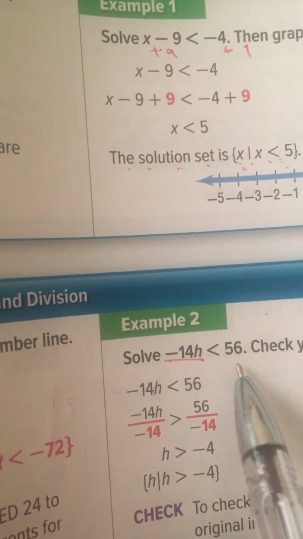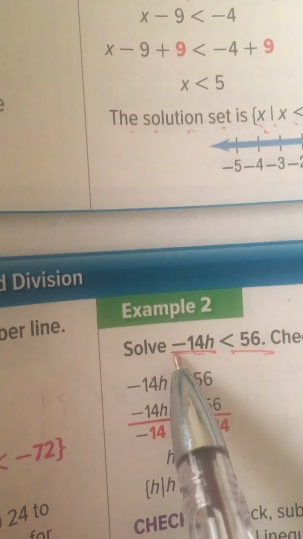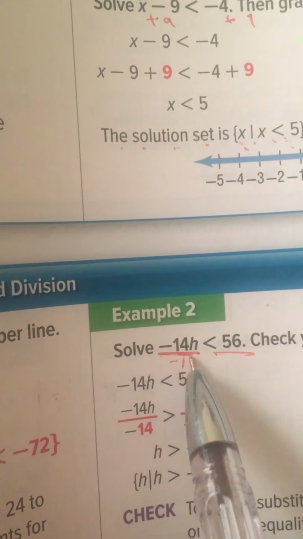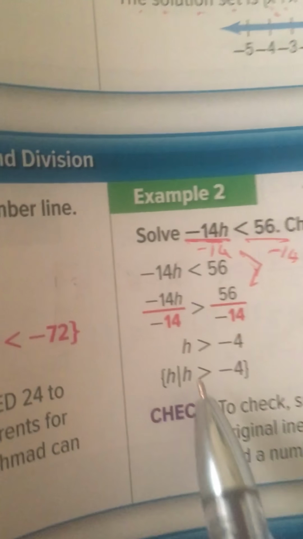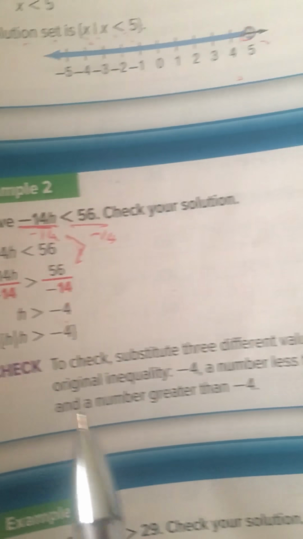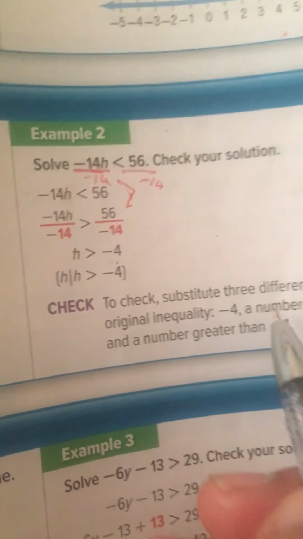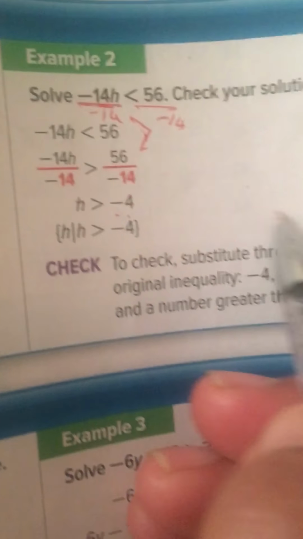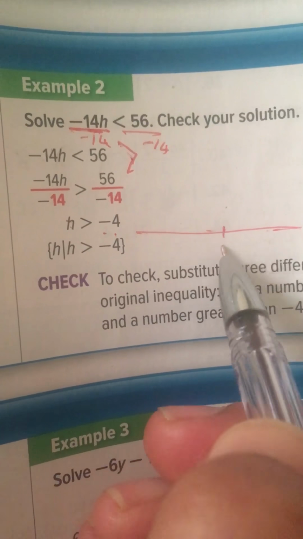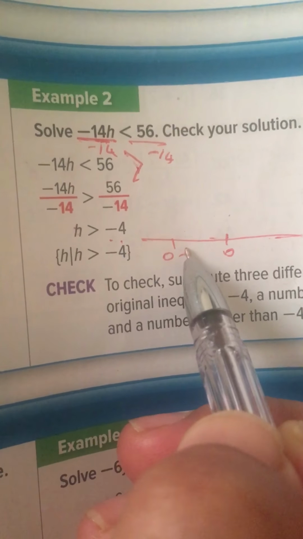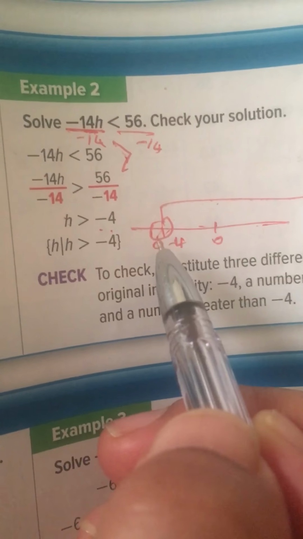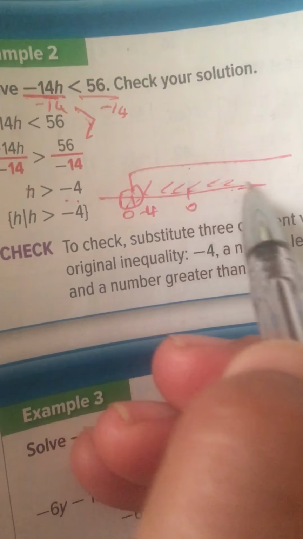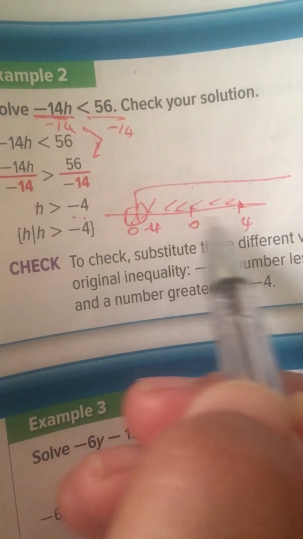Divide by minus 14, because it is multiplication. I will change the sign because negative. h is greater than negative 4. Here is 0. Here is minus 4. h is greater than minus 4, greater than this direction. 0 here, and negative 4 on this side.